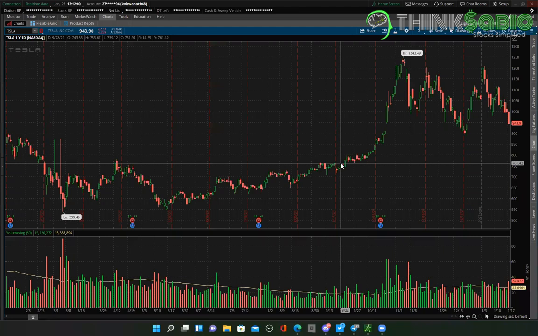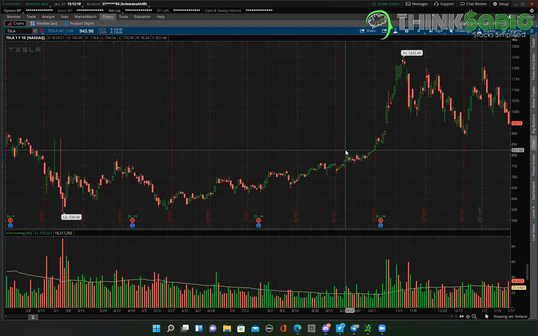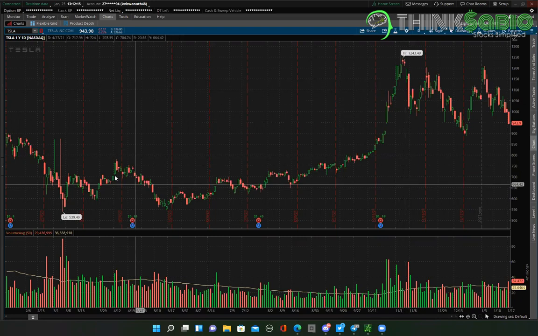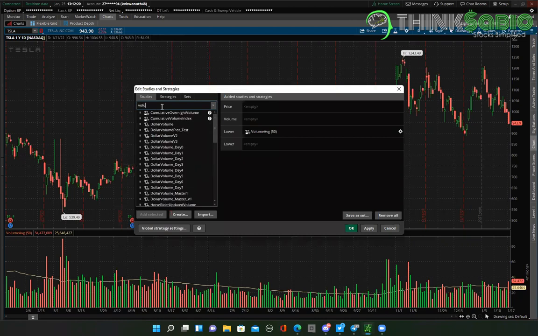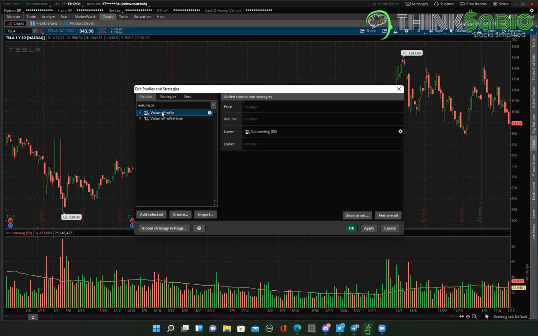But when the fresh money comes, that means when a new institution or new retail traders start looking at Tesla or any other chart for that matter, that's when a stock will break out. That's when there will be an imbalance in conviction between buyers and sellers. To capture that, we have a default indicator within Thinkorswim, and I think this is in pretty much all the platforms out there. This volume profile will be a default indicator right here.